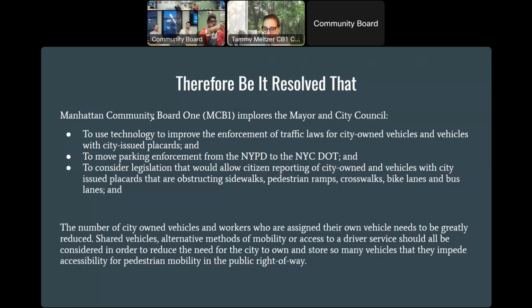I'm fine with the citizen reporting. I just want it to be a strong statement that we don't want the obstruction of sidewalks and everything else.